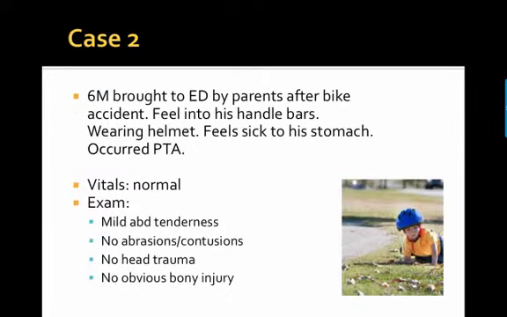So case 2, this is a 6-year-old male brought into the emergency department after a bike accident. He kind of fell into the handlebars. He was wearing his helmet. He feels a little sick to his stomach but really has no complaints. This occurred just prior to arrival. His vitals are normal. He has some mild abdominal tenderness, but there's no real evidence of trauma.